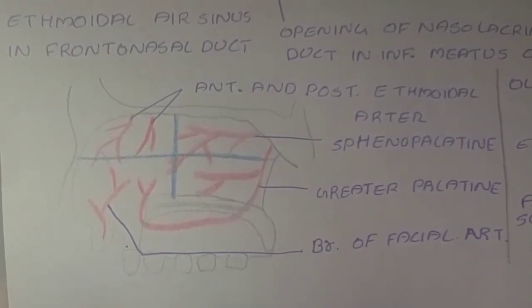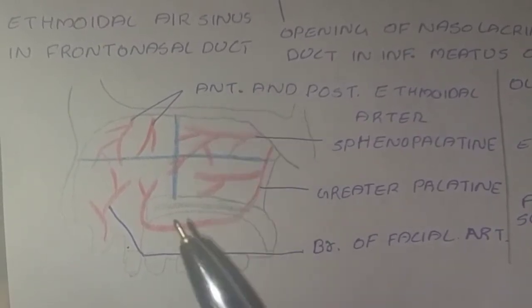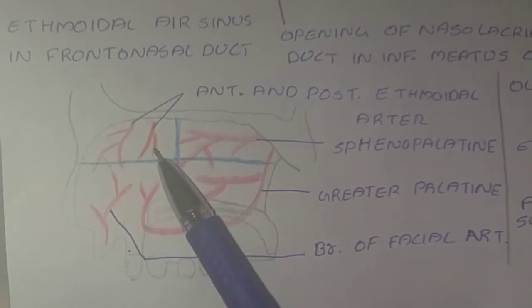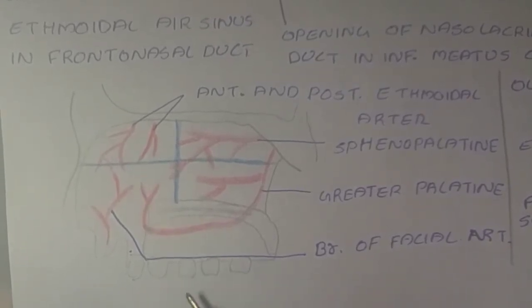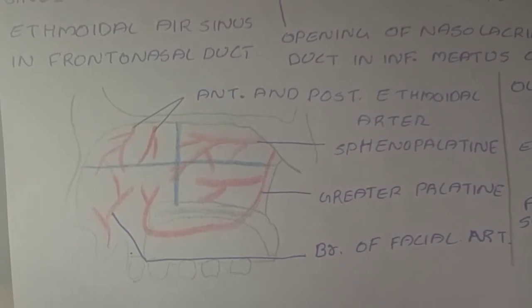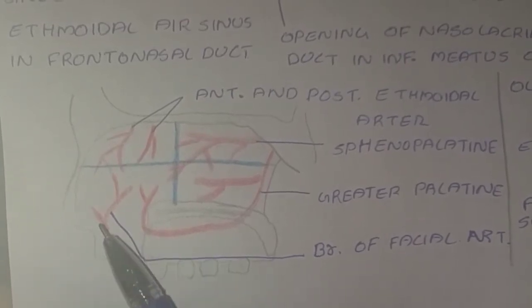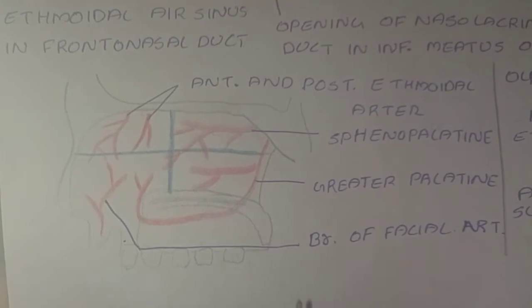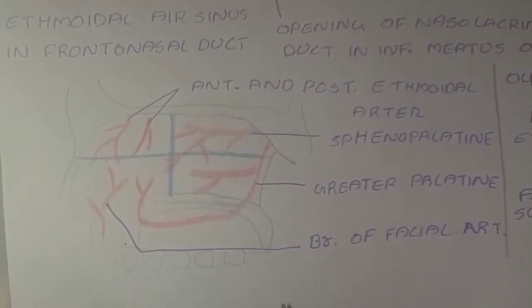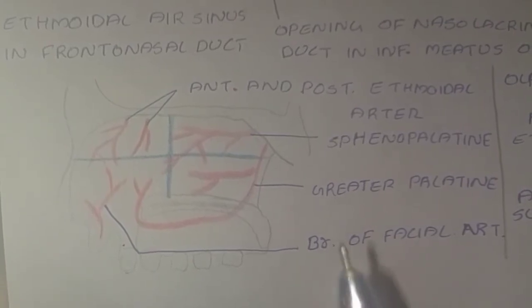The anterior superior part is supplied by the anterior and posterior ethmoidal arteries, which are shown in this diagram here. And the anterior inferior part is supplied by the branches of the facial artery, which has been shown in this diagram here. And the posterior inferior quadrant is supplied by the branches from the greater palatine artery, which has been shown here.